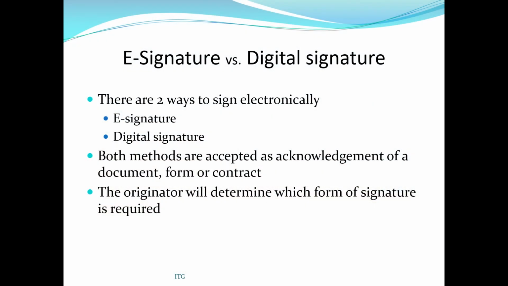There are two ways to sign electronically, an e-signature and a digital signature. Both methods are accepted as acknowledgement of a document, though the originator of the document should determine which form of signature is required. We recommend a digital signature as it provides a timestamp and additional security measures.